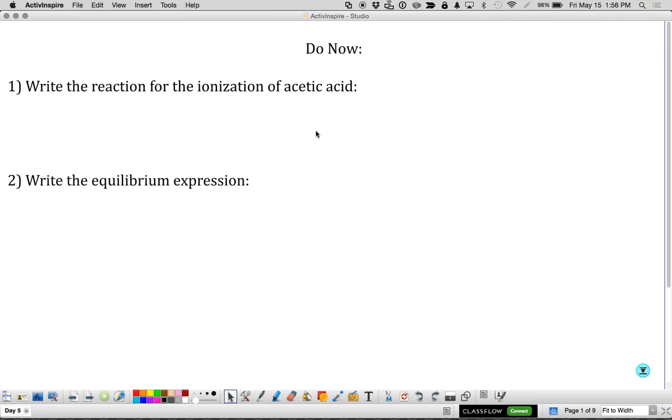All right, write the reaction for the ionization of acetic acid, and then write the equilibrium expression. I want you to pause. You should be able to do this quite quickly by now. Okay, so this is sort of a check for you. So pause. Meet me back here. Go.